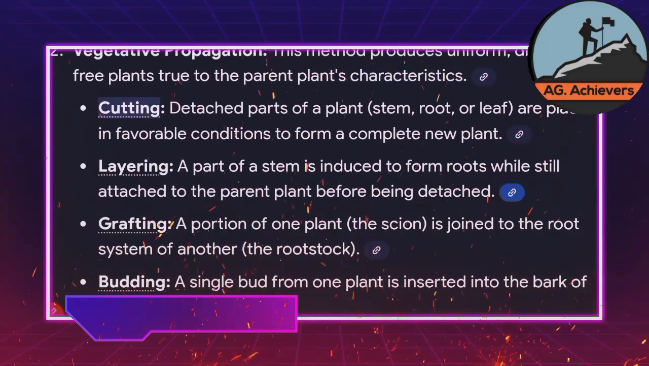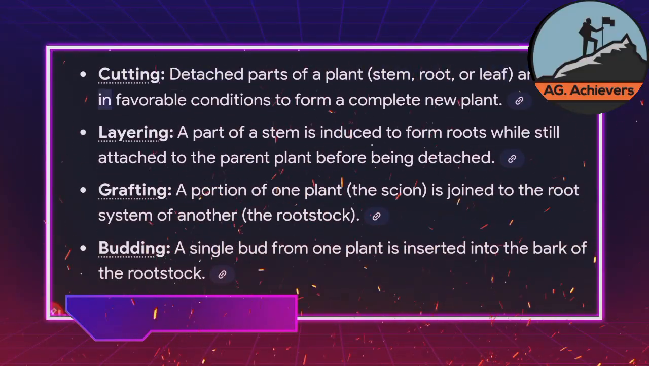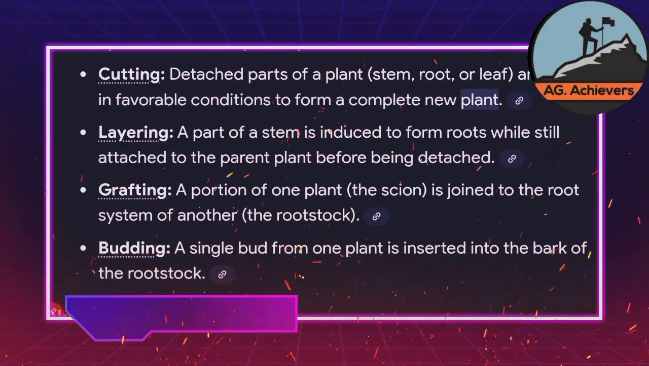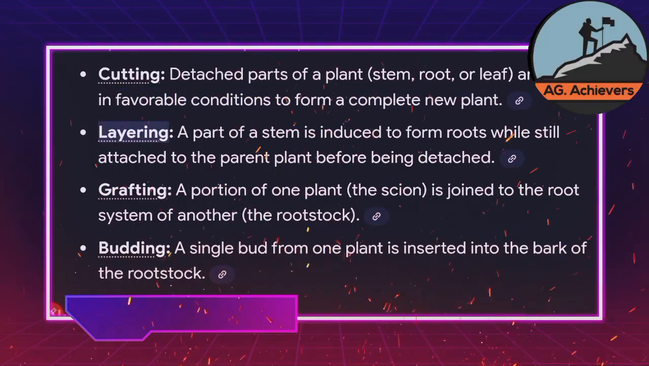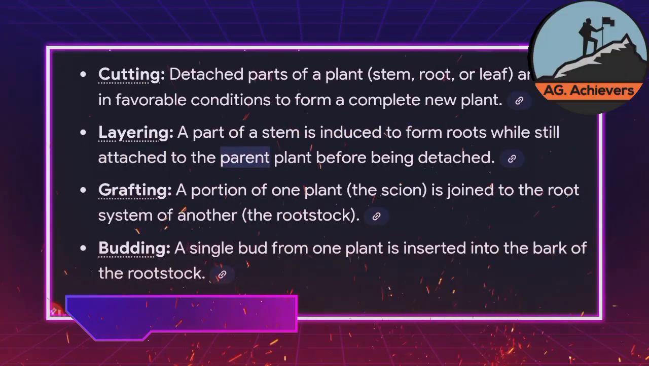Cutting. Detached parts of a plant, stem, root, or leaf are placed in favorable conditions to form a complete new plant. Layering. A part of a stem is induced to form roots while still attached to the parent plant before being detached.